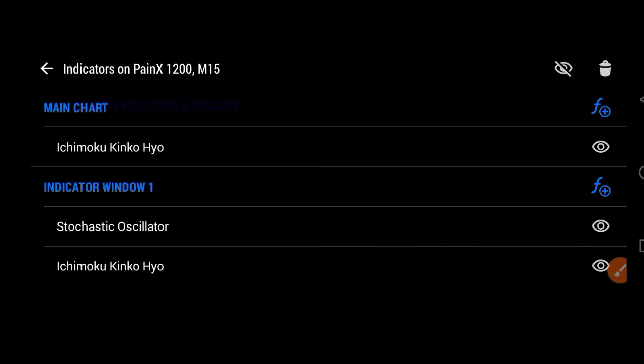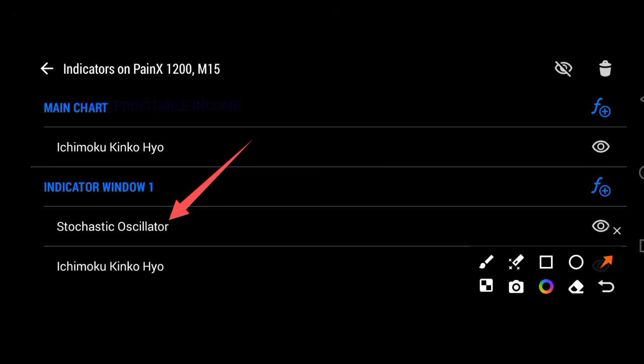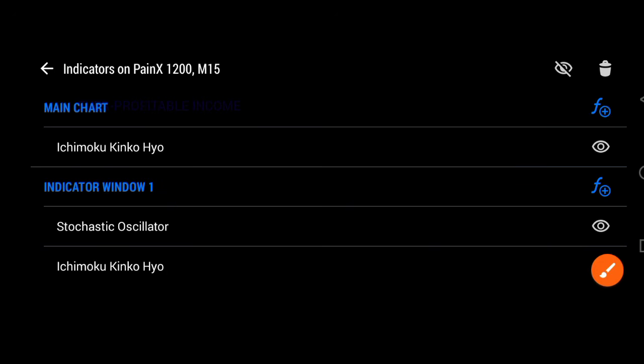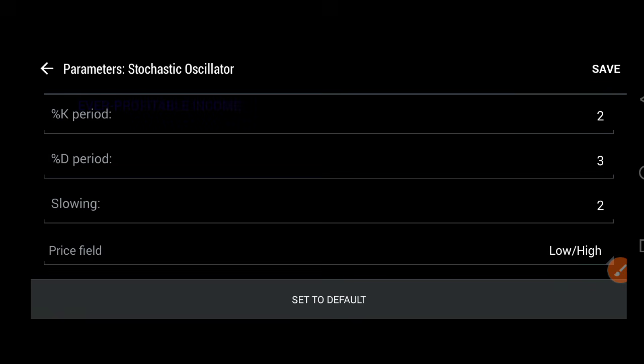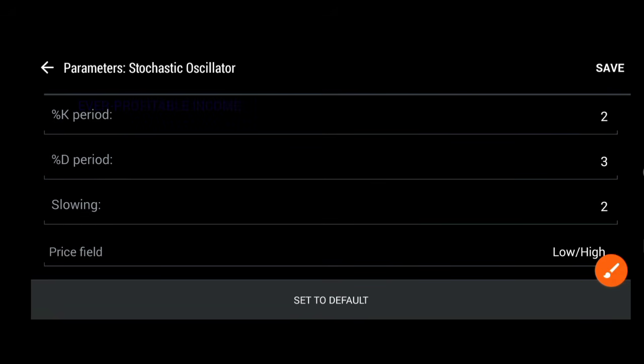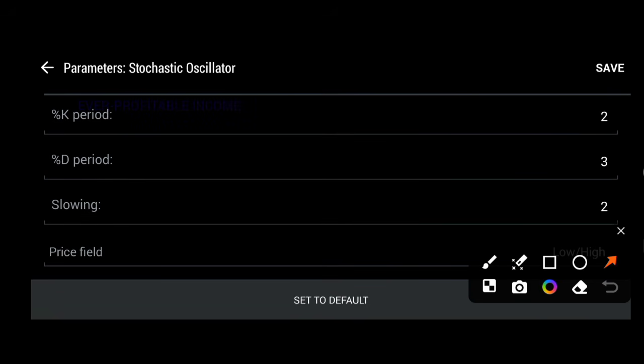Now let's head over to the indicator window. The first indicator is the stochastic oscillator. So tap on it now. The stochastic oscillator, these are the parameters. So the K period, can you see it, is 2. The D period is 3. And then the slowing is 2.